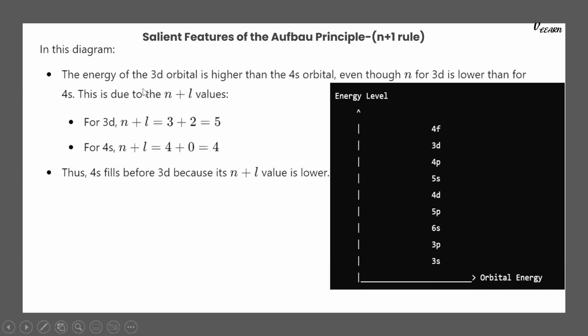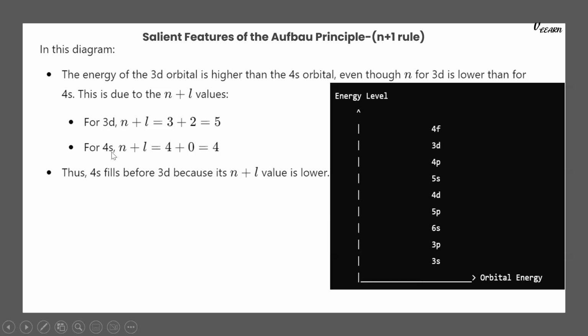See here in this diagram, the energy of the 3d orbital is higher than the 4s orbital. The 3d orbital is higher, and the 4s orbital is lower. How have we calculated this? For 3d, the principal quantum number is 3, and for d, the azimuthal quantum number is 2, so it is 5. And for 4s, the principal quantum number is 4.